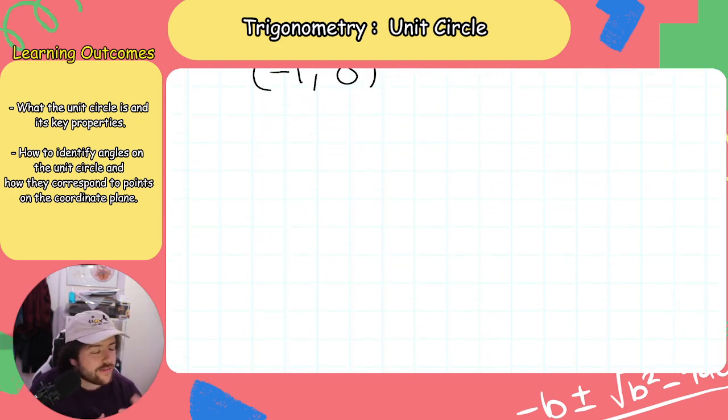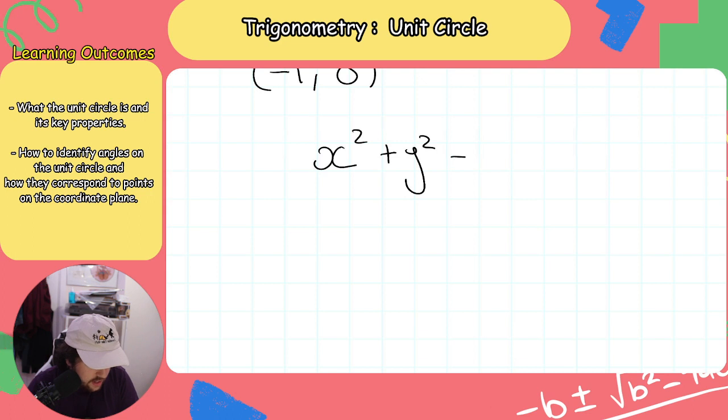In a previous video I did on the equation of a circle, we know if a circle starts at point 0, 0, the equation of a circle is given like this: x squared plus y squared is equal to, sorry, I should say radius squared. Well, let's sub in my properties here.